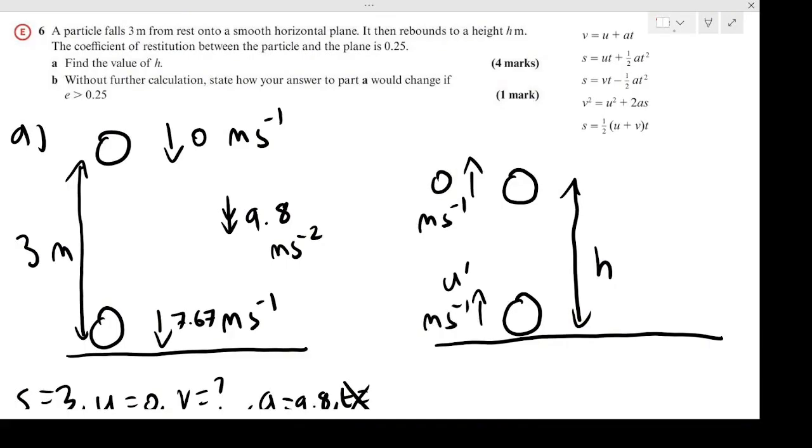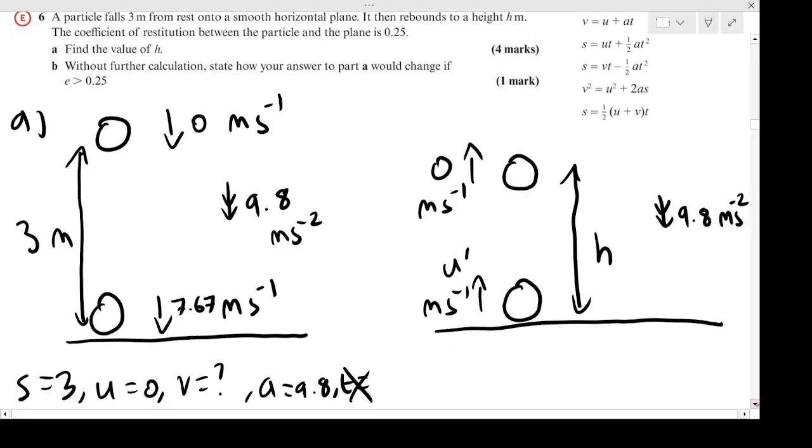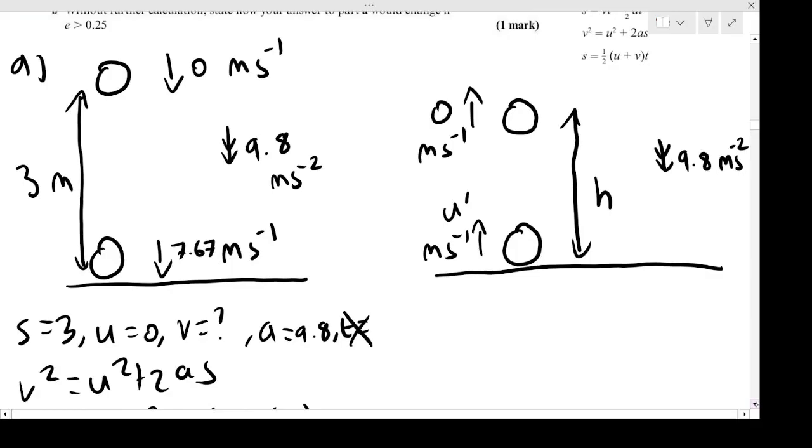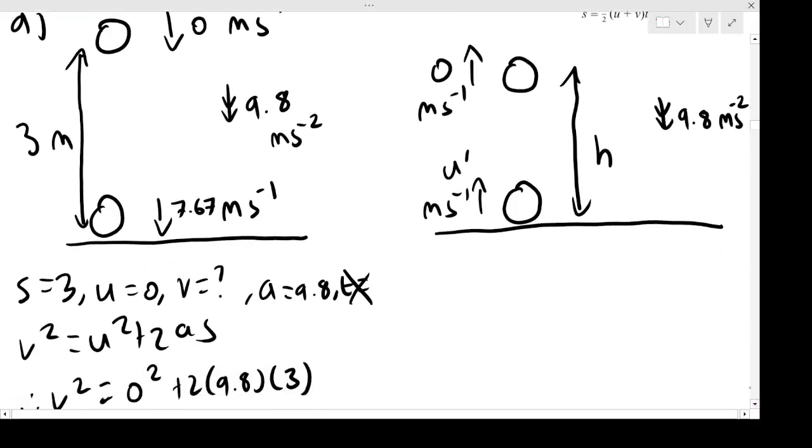So hopefully happy with the speeds here and the situation going on. Again, the acceleration downwards is 9.8. If we try and apply SUVAT here, and I label my information, S is now H, my distance H upwards. U, the initial speed, I'm going to call U dash. V, the final speed at the end here, goes to 0.